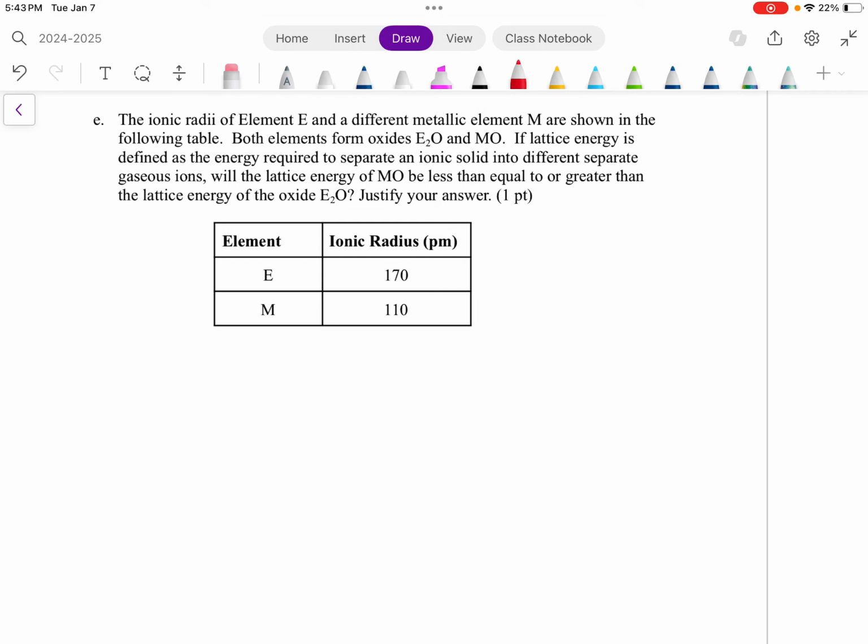Okay, for E, you're given a data table here, and they say justify. You have to use that data to justify your answer to get full credit. So some of you wrote some things that may have been true, but if you didn't cite from the radius data, you're not going to get full credit here. I know we haven't talked a lot about lattice energy, but it gives you the definition. It's defined as the energy required to separate an ionic solid into different ions.